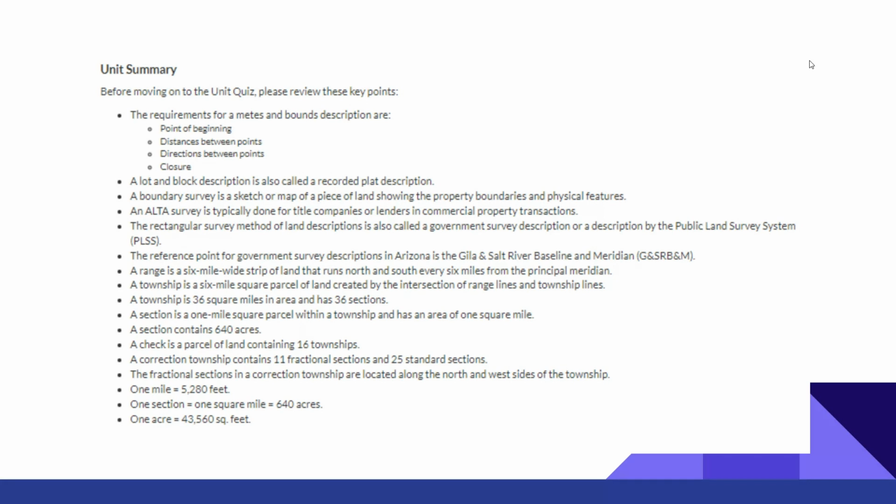A check is a parcel of land containing 16 townships. A correction township contains 11 fractional sections and 25 standard sections. The fractional sections in a correction township are located along the north and west sides of the township. 1 mile equals 5,280 feet. One section equals 1 square mile equals 640 acres. 1 acre equals 43,560 square feet.